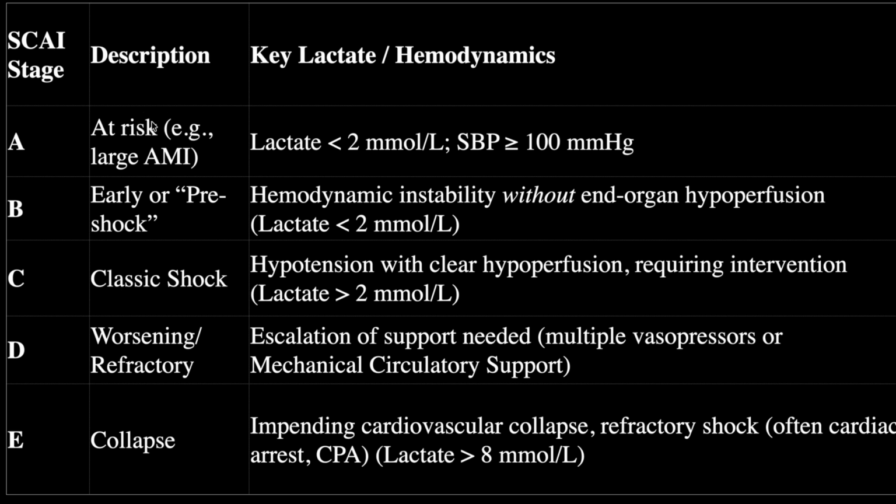A is the patient who is at risk of developing a cardiogenic shock. Here you have a good systolic blood pressure and lactate is still low. But because you know that there is a very large MI, you put the patient as stage A, which means that the patient is potentially at risk of developing a cardiogenic shock. So the most common example would be a large myocardial infarction. Or it can be B, which is called pre-shock, where the hemodynamic instability is there, but you don't really find any end organ hypoperfusion.